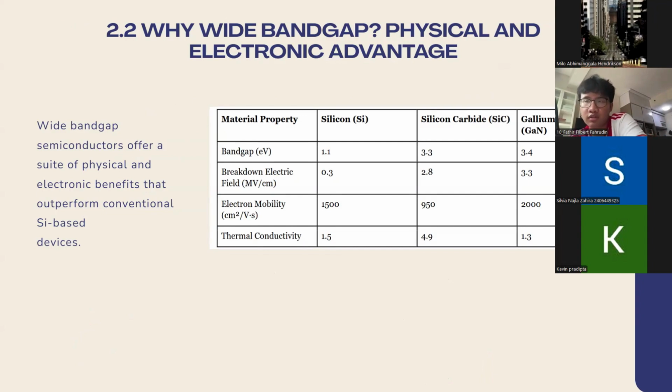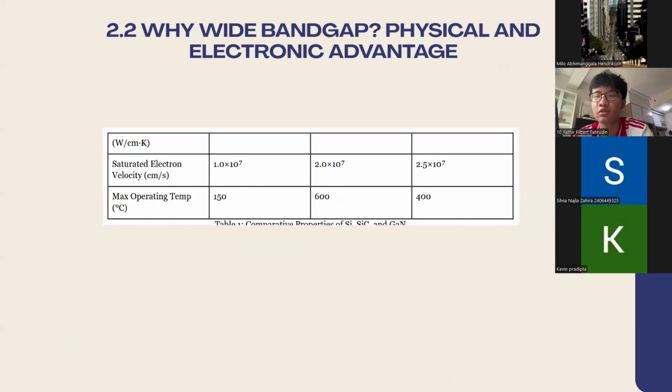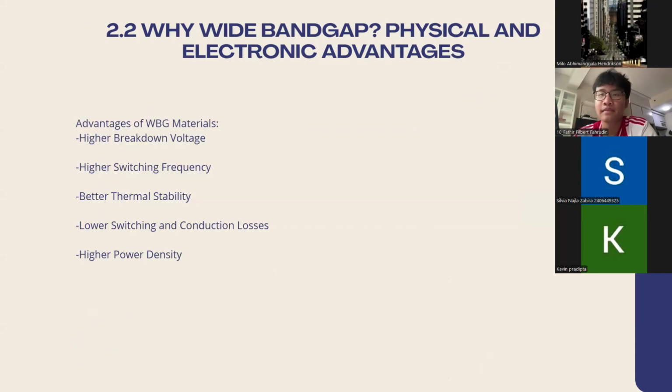Physical and electronic advantage. Wide band gap semiconductors offer a set of physical and electronic benefits that outperform conventional Si-based devices. Here's the table that compares Si, silicon carbide, and gallium nitride. This is the continuation of the previous table. So what are the advantages of using WBG materials? It has higher breakdown voltage, higher switching frequency, better thermal stability, lower switching and conduction losses, and higher power density.